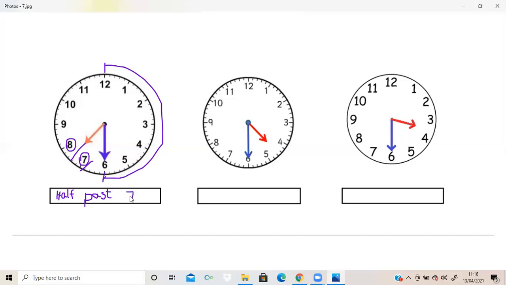Past 7. In a similar way, the minute hand is pointing at 6 here, and the hour hand is between 4 and 5. So obviously we need to count this time, the first one, and the time is 4:30. I'm going to write it in a short way, 4:30. This one is 4:30.